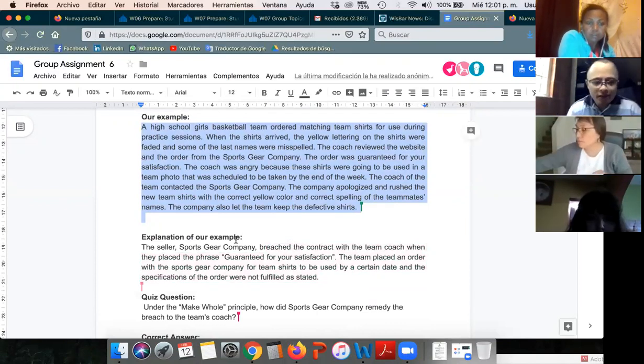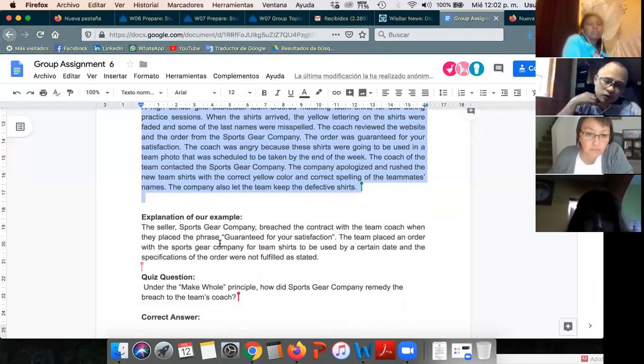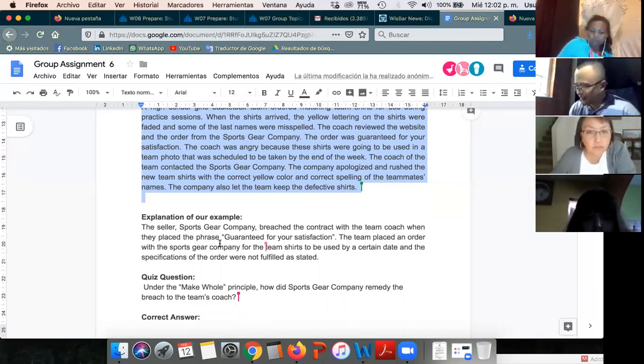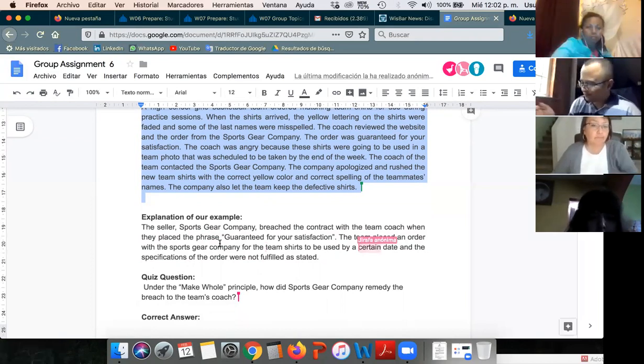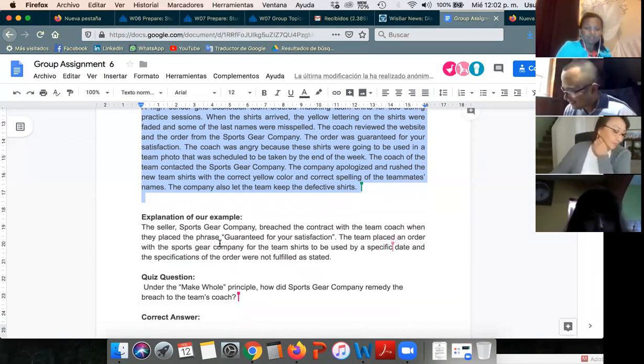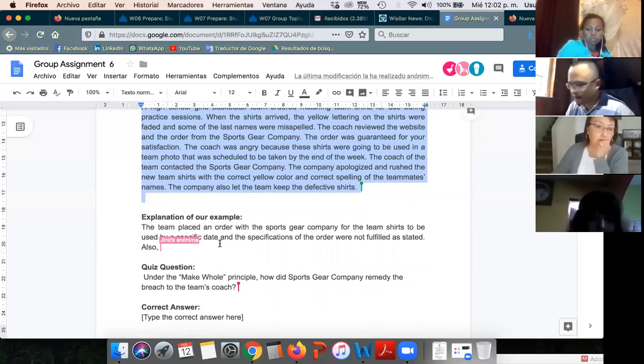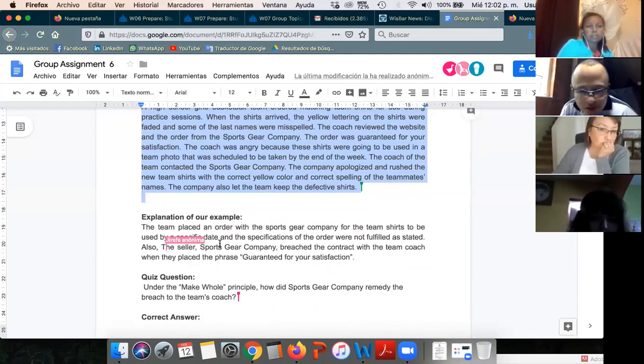Well, the seller sports company breached the contract with the team coach. The team places an order with the sporting company for team shirts to be used by a certain day. Ah, this is the make whole principle. You see it on page 193 of the textbook. The make whole principle is produced.